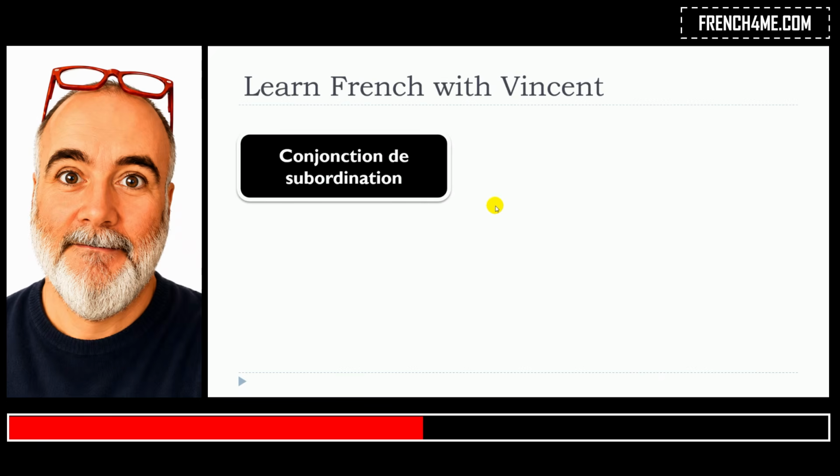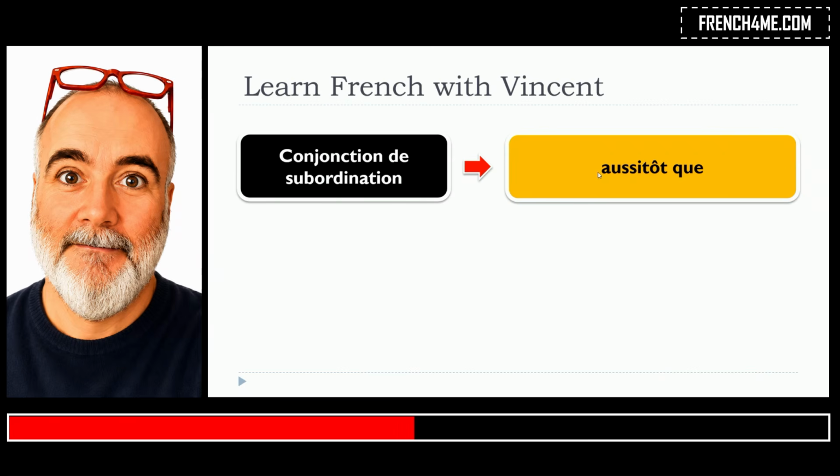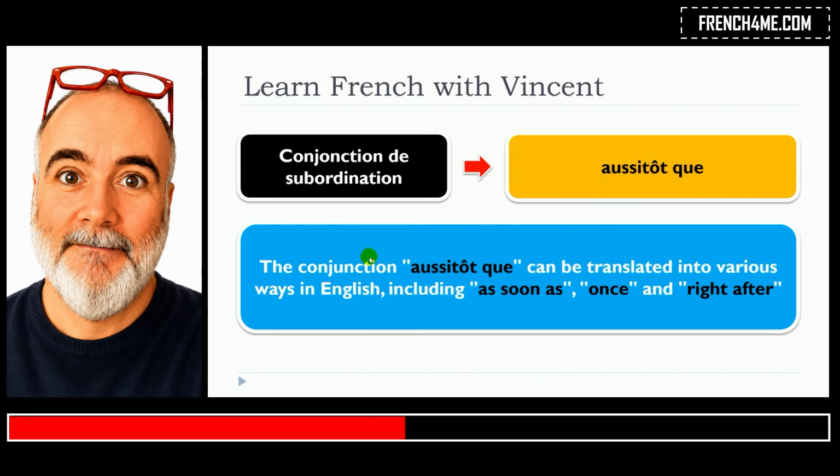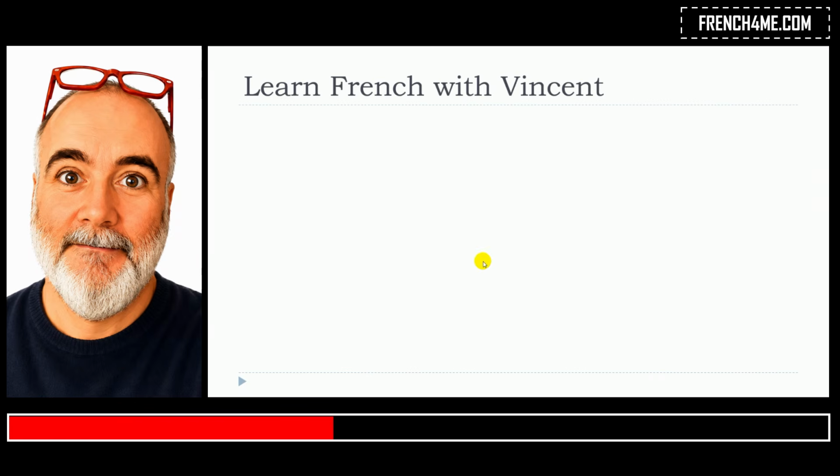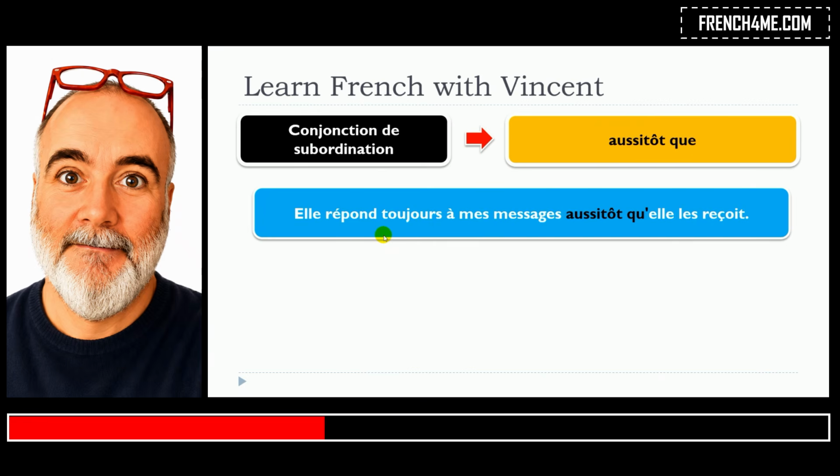So this lesson is about aussitôt que. The conjunction aussitôt que can be translated into various ways in English, including as soon as, once, and right after. So we will see some examples with aussitôt que.